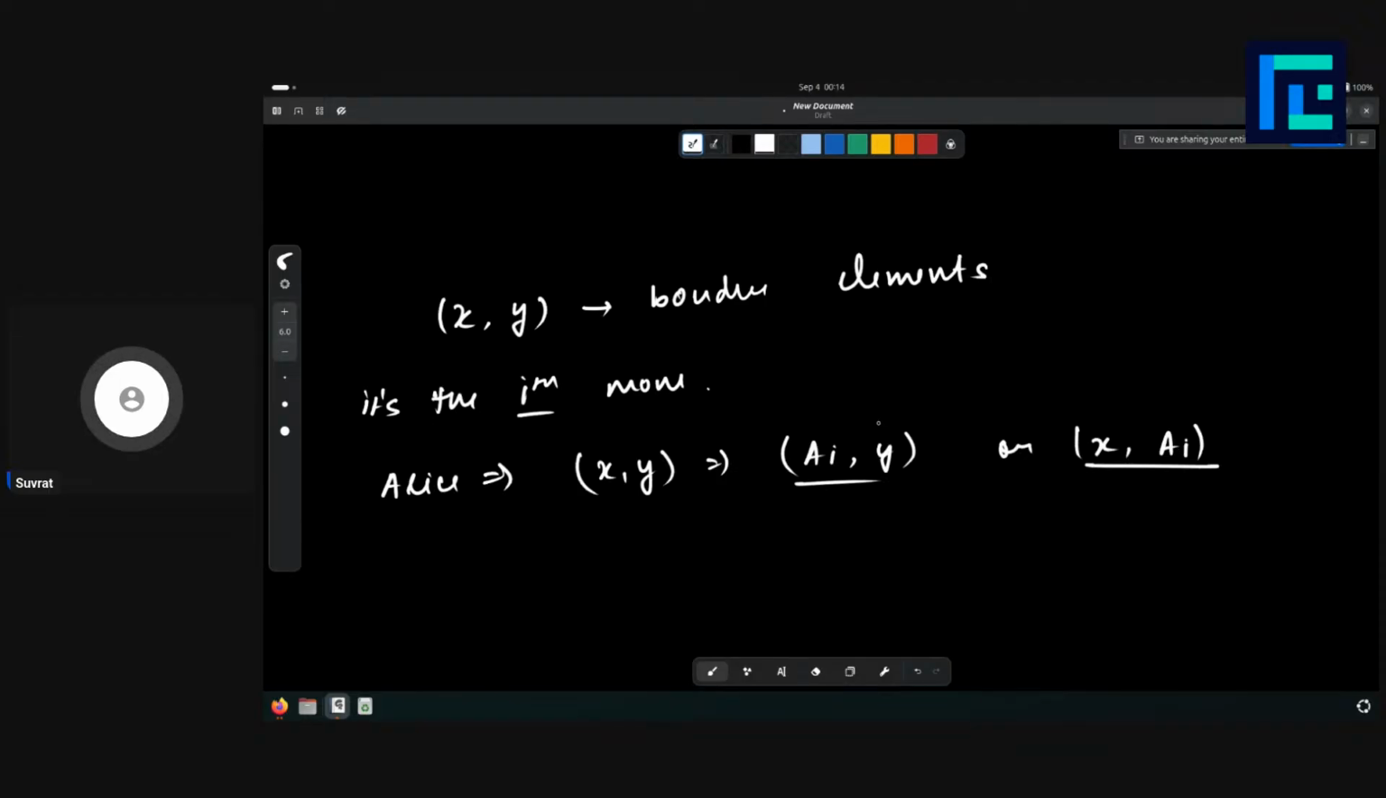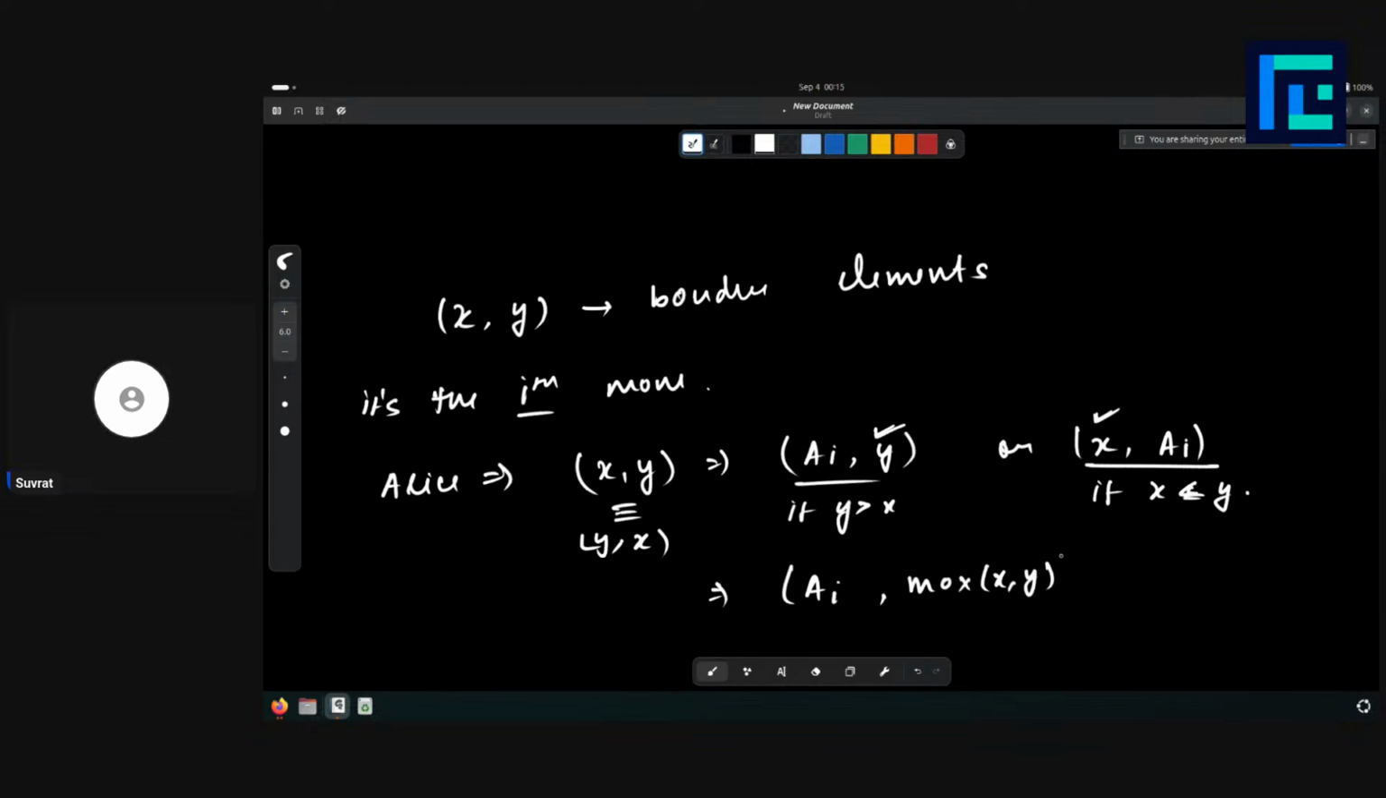We would like to choose the case in which the other element is maximum. So we will choose the case ai comma y if y is greater than x, or if x is less than or equal to y. We'll choose this. Since x comma y and y comma x are pretty much the same, from x comma y, after the ith move, if Alice is moving, it will look like this: ai comma maximum of x comma y, since we'll be choosing the maximum of those, and the other border element would be ai.